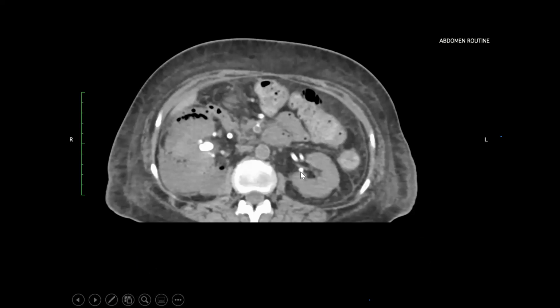Vascular calcification is seen, and this should not be confused for stones on ultrasound. So the left kidney seems all right because the attenuation is all right. Only some surface irregularities there. Perinephric fat is all right.